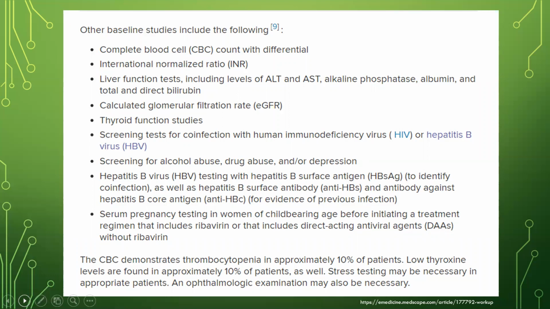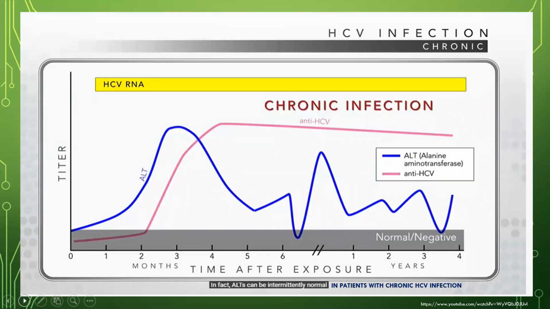Serum pregnancy testing before initiation of the treatment in women of childbearing age. CBC usually demonstrates thrombocytopenia in 10% of patients. Low thyroxine levels are found in approximately 10% of patients, and stress testing may be necessary in appropriate patients. An ophthalmological examination may also be necessary.